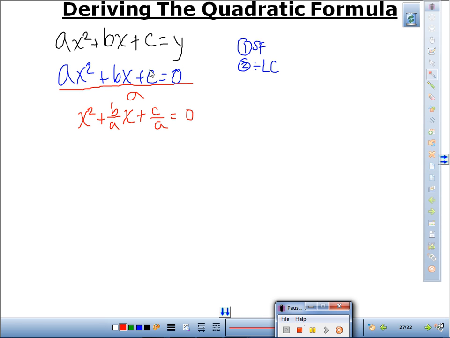So let's see. Step 1, standard form, yes. Step 2, divide by the leading coefficient, yes. Step 3, eliminate the constant.